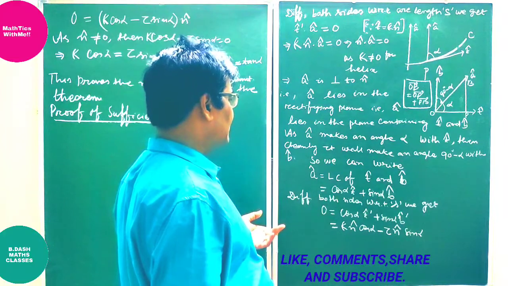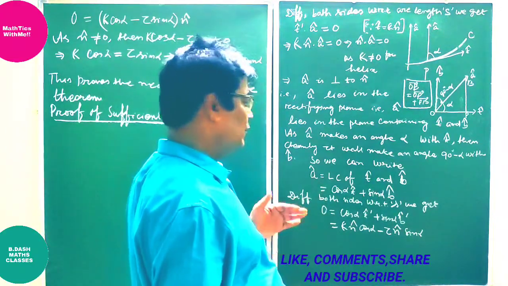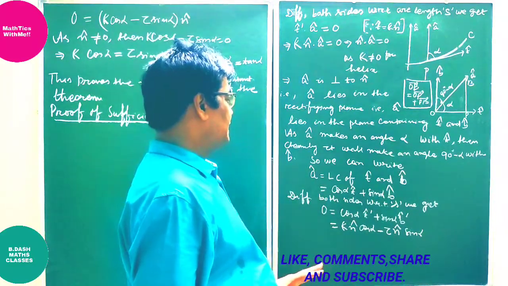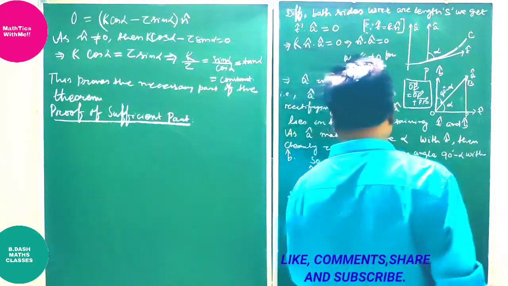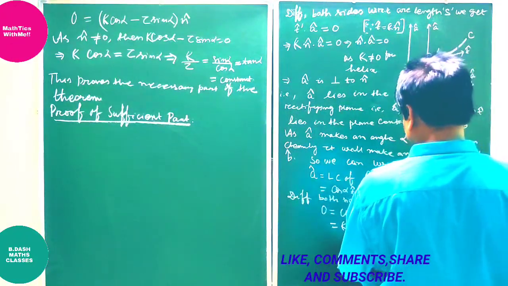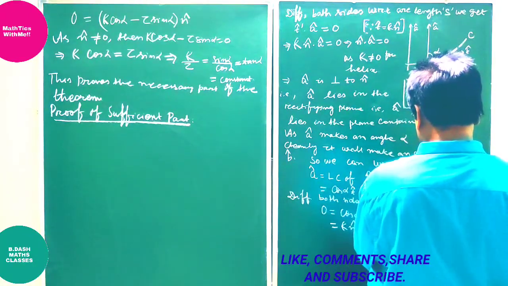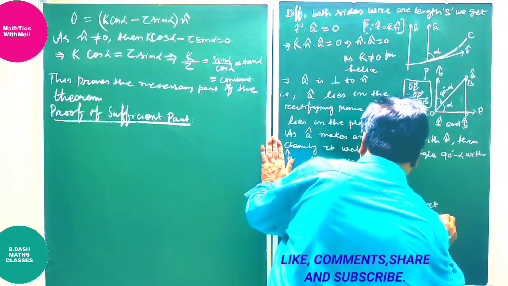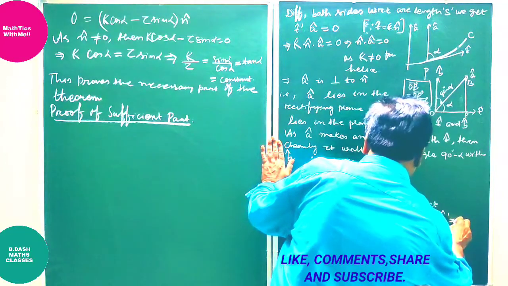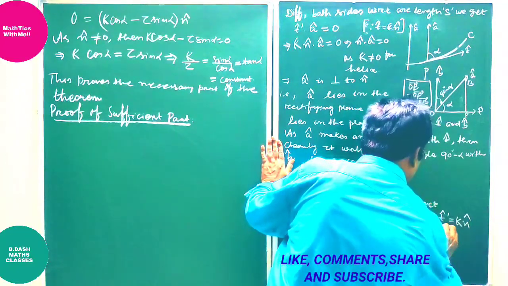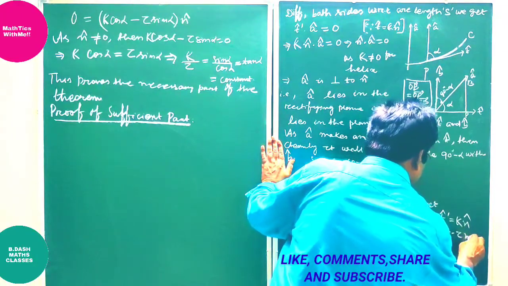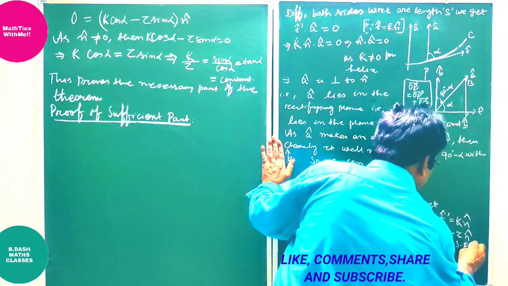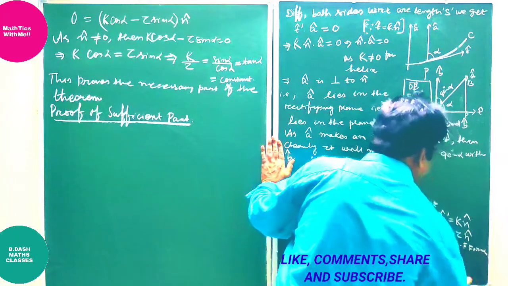Now differentiating both sides, because cos alpha and sin alpha are both constant, we get 0 is equal to cos alpha T cap dash plus sin alpha B cap dash, and we are using T cap dash is equal to kappa n cap, B cap dash is equal to minus tau n cap, by the Serret-Frenet formula.